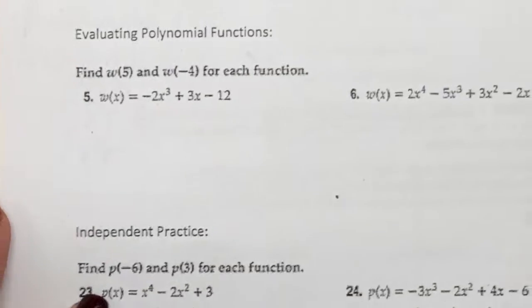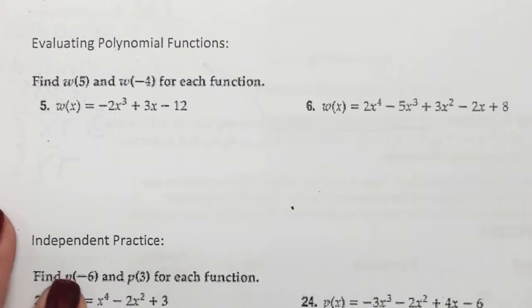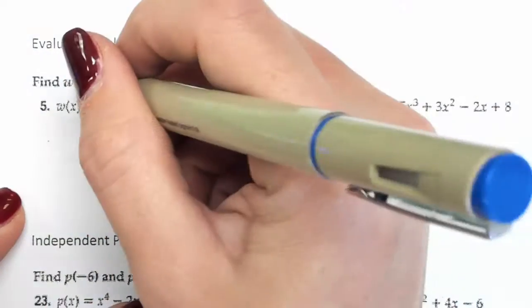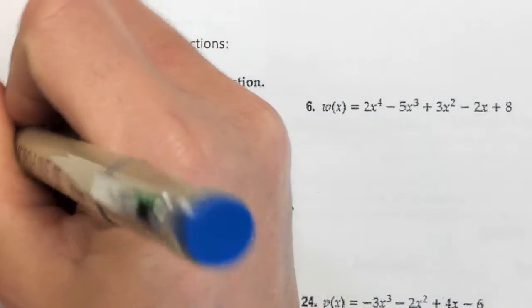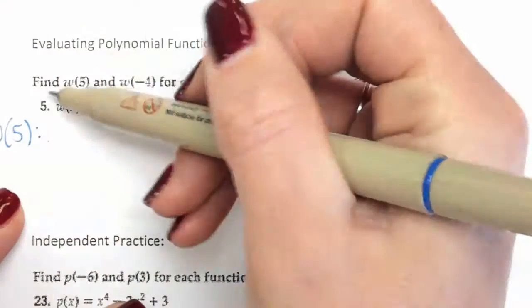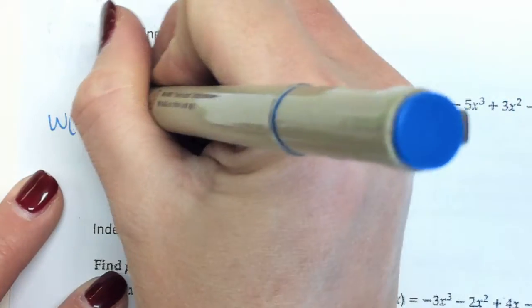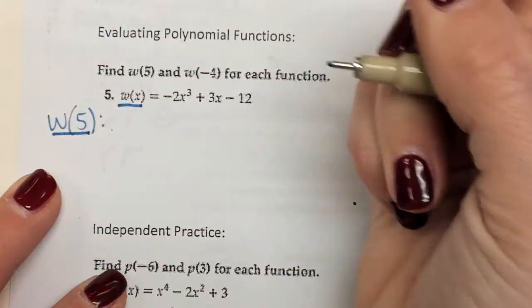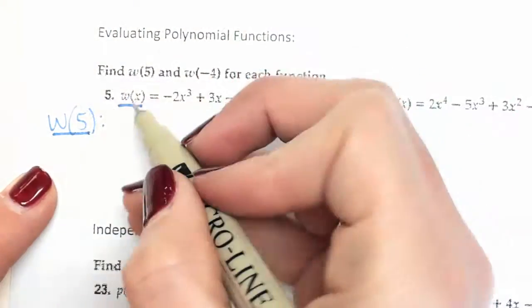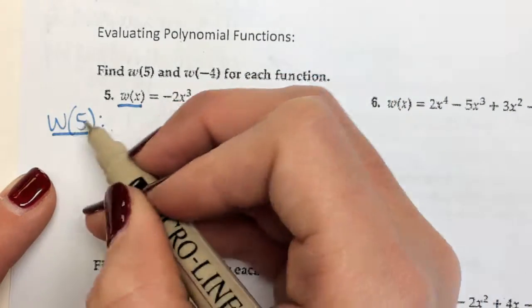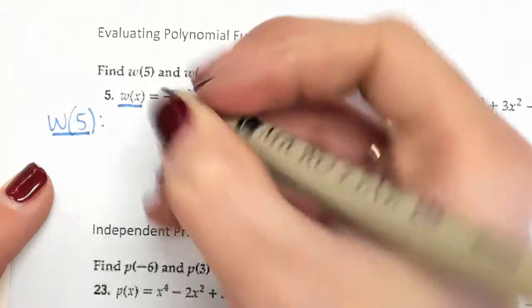Next thing we're going to look at is evaluating polynomials. We won't spend a lot of time on this because we've done this before in this class, but first thing we're going to find is W5 for this function. Now what's the difference between Wx and W5? All that's the difference is they replaced x with 5 right here. See how they replaced x with 5? That's what we're going to do in this function.